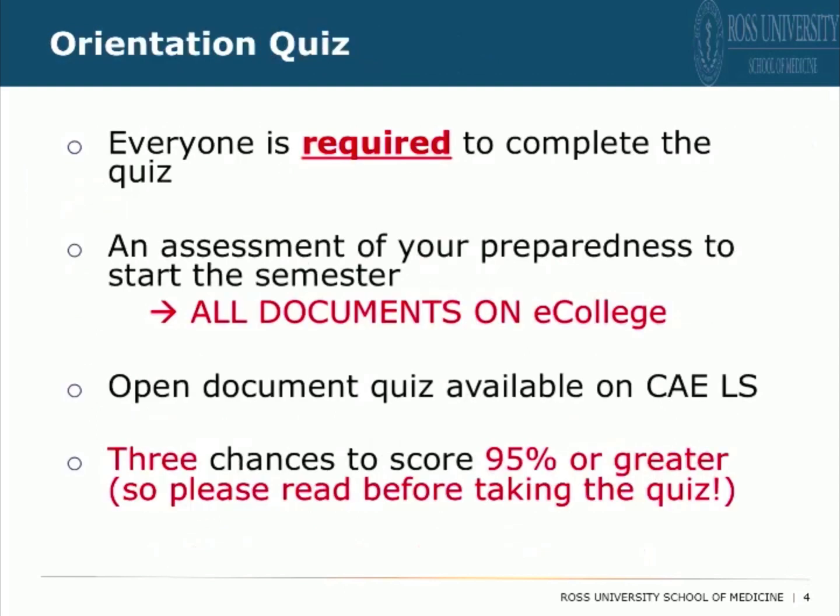The first thing I really want you to do, besides read the course documents, is complete the orientation quiz. Once again, all the documents are on eCollege. The quiz is available on CAE. You have 3 chances to score 95% or greater. So please read the documents before taking the quiz and refer to the documents while you take the quiz. This is an open book exam, quiz, whatever you want to call it. This is a required activity, unlike previous semesters where it counted as a bonus for the course grade. This is actually a required component of the course.